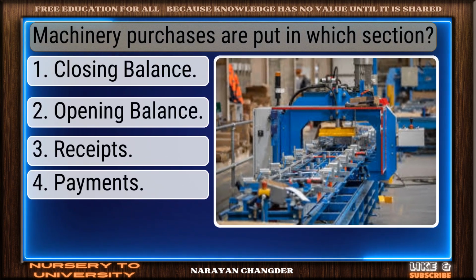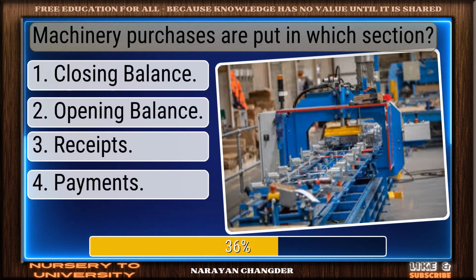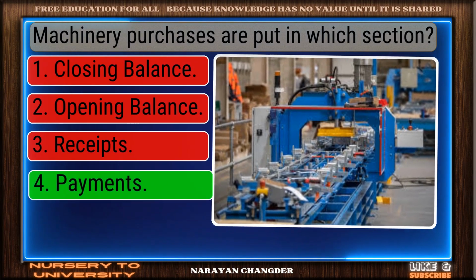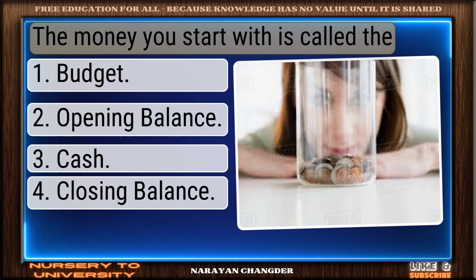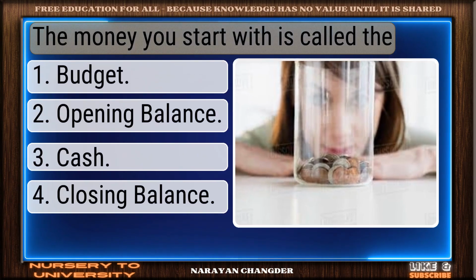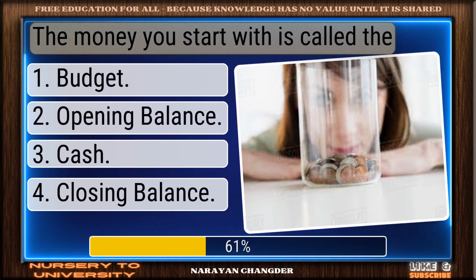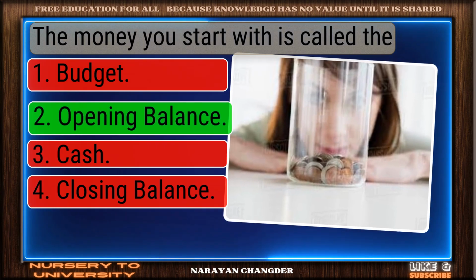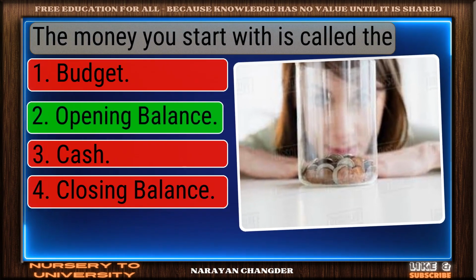Machinery purchases are put in which section? Right again. Payments is a valid answer. The money you start with is called the... Great thinking. Opening balance is the right choice.